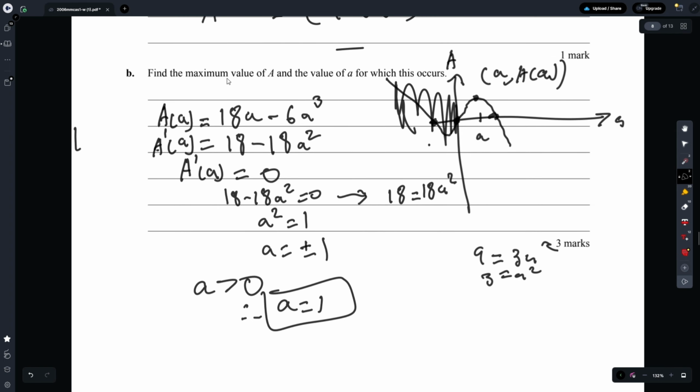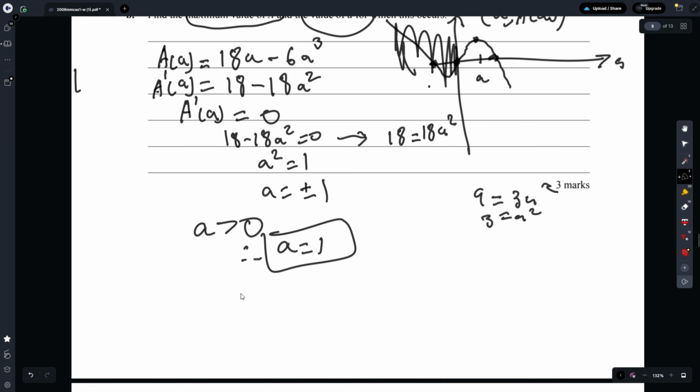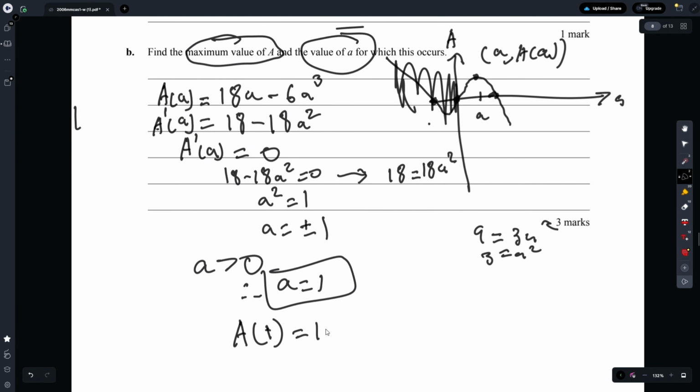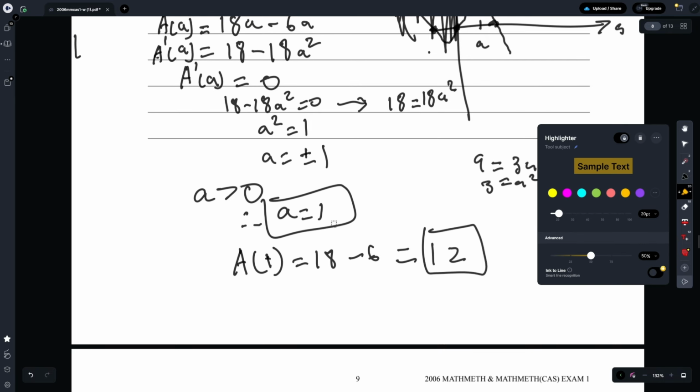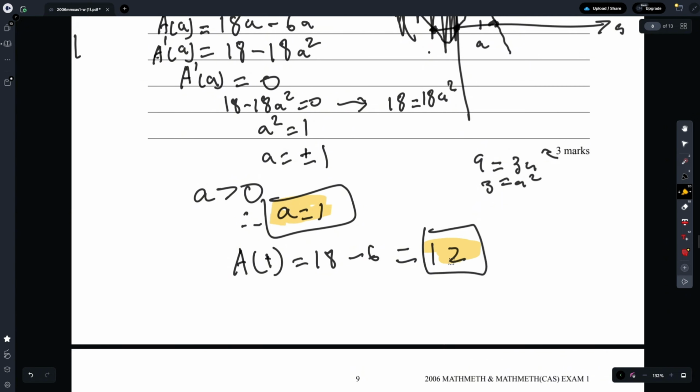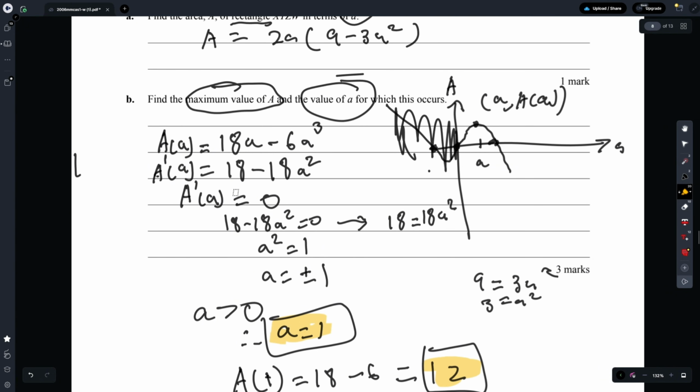So are we done yet? No. We have found a value of A, but not the maximum value of the function. So what we have to do, sub it back in. That gives us equals 18 minus 6, which is 13. Oh wait, well, I can't do math. 12. Yes, 12, right there. This will be 1 mark. This will be the second mark. The third mark will be to find the derivative.